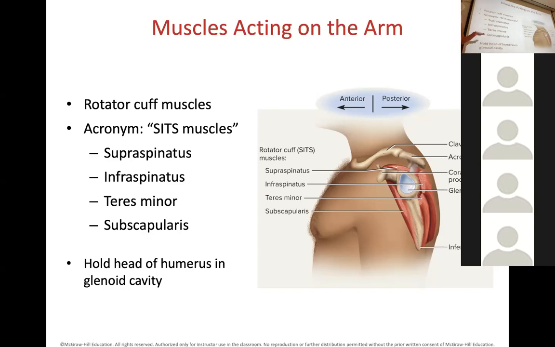Okay, so you want to know those four names and be able to identify them on a diagram like that. I wouldn't ask you to identify them on, say, a cadaver photo because they're hard to tell apart. So these will be on a diagram.